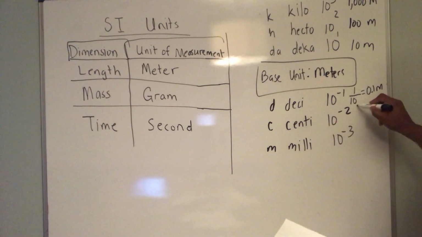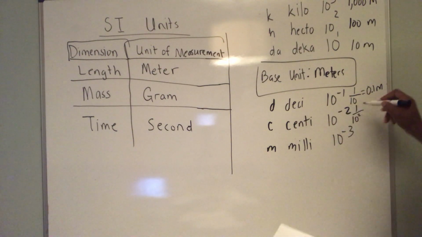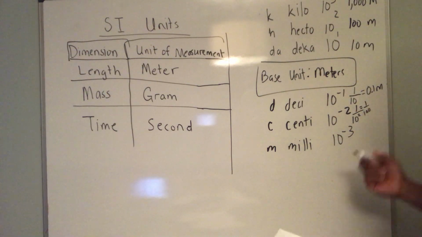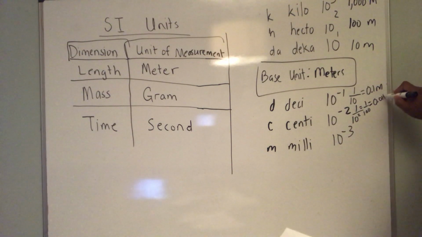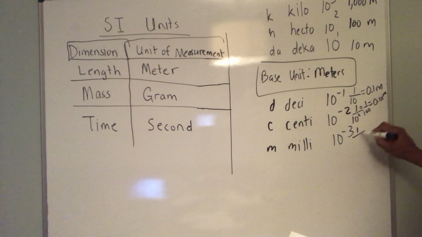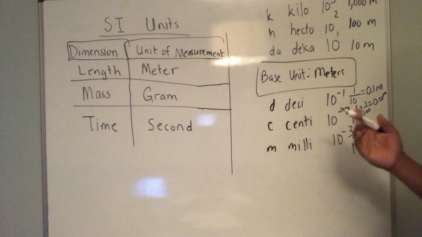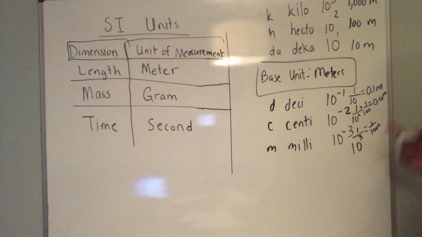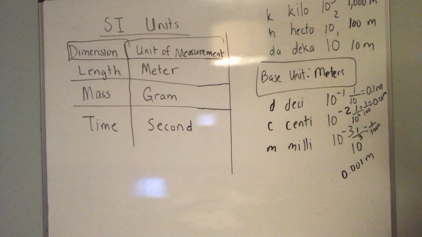Now this would be what? 1 over 10 squared. We know 10 squared is 100, which is the same as 1 over 100. If you put that in your calculator, y'all should see a pattern. That's just going to be 0.01 meter. And finally, we have 1 over 10 cubed. 10 times 10 times 10, as we know, is 1,000. It's 1 over 1,000. If you divide 1,000 into 1, you get 0.001 meter.